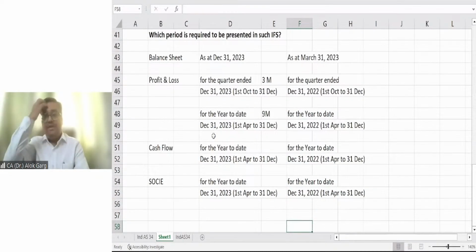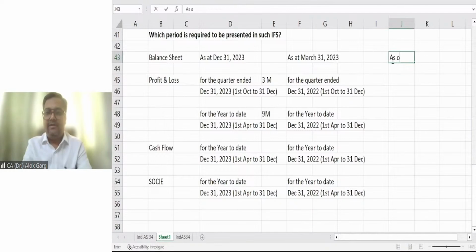Friends, instead of showing, I have also solved. I have shown you how it is going to be done, right? The balance sheet is as on date. P&L is for 3 months and 9 months here. And your statement of cash flow and statement of changes in equity is 9 months. Right?